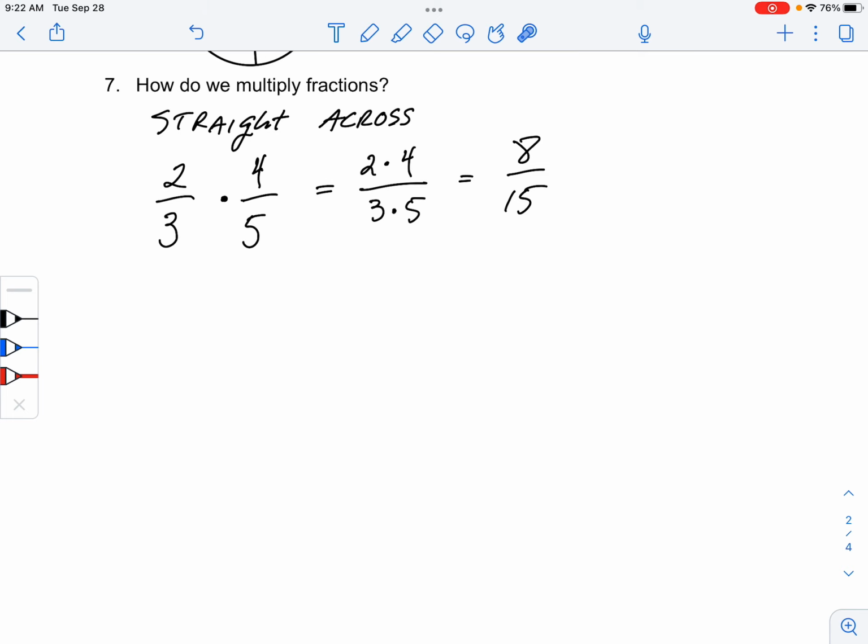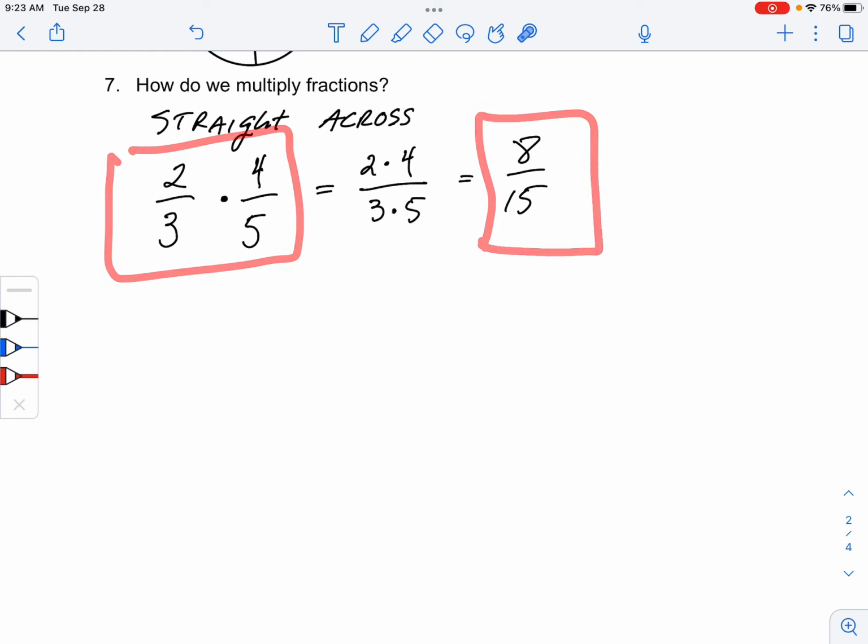Multiplication is going to be a little bit different. We multiply fractions straight across, meaning that if I have 2/3 times 4/5, we are going to multiply the numerators, 2 times 4, and multiply the denominators, 3 times 5. That's shown here. So 2 times 4 is 8, 3 times 5 is 15. So if we multiply these two fractions, you would get 8/15.